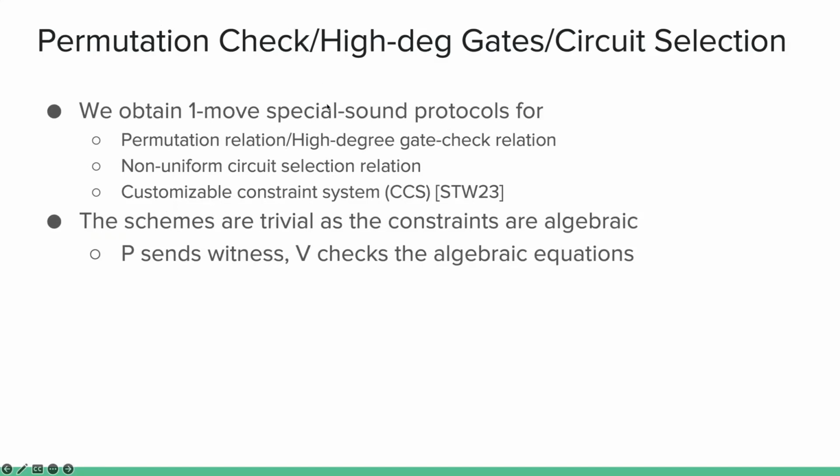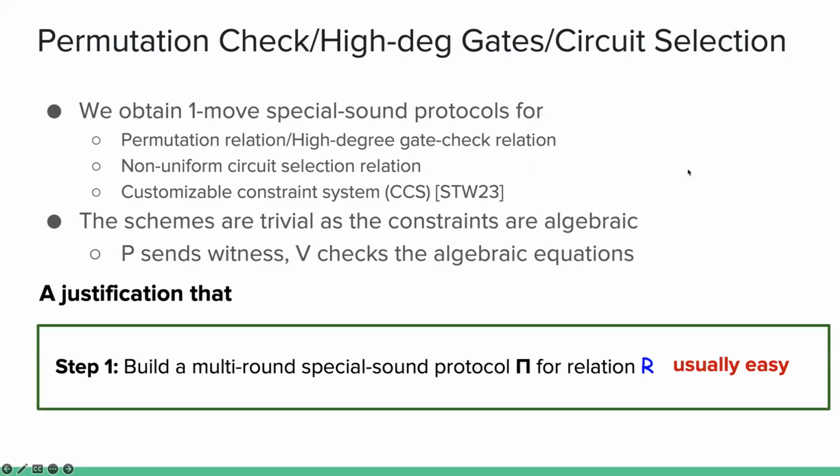For example, in the high degree gate check, after the prover sends the witness, the verifier just rechecks all the high degree gates in these constraint systems. And because it's algebraic, it falls into the category of this special sum protocol. So that's a justification that building a multi-round special sum protocol for many relations is actually pretty easy.